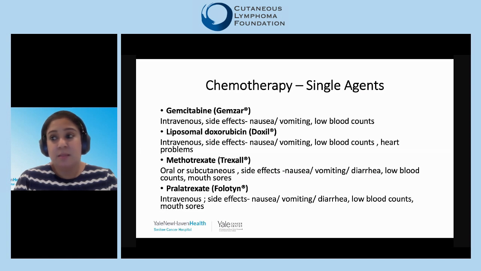And with the supportive care that we have now, many of these drugs are well tolerated, even though they are considered traditional chemotherapy drugs.